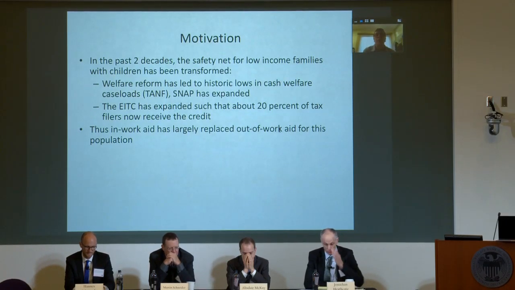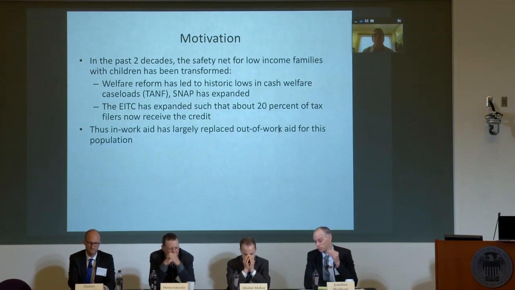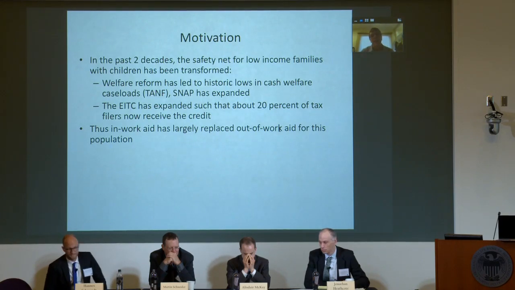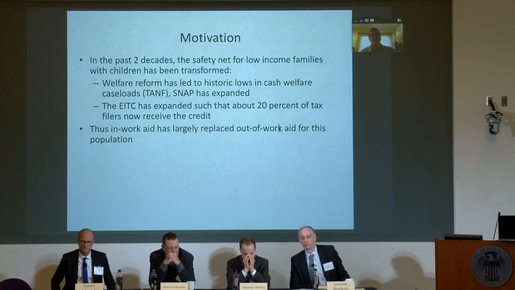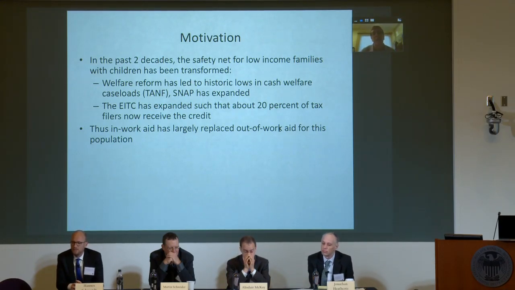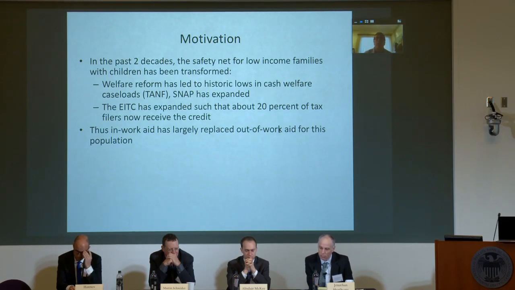So I'll start off with a little motivation. Over the past 2 decades, we've radically changed our safety net for low-income families with children, or at least the cash part of this. So in the background, Medicaid has expanded, et cetera. CHIP has been created, so there's a lot more health care for low-income families with kids. But in terms of the cash assistance program, the welfare reforms of the mid and early 90s have led to historic lows in cash welfare caseloads.